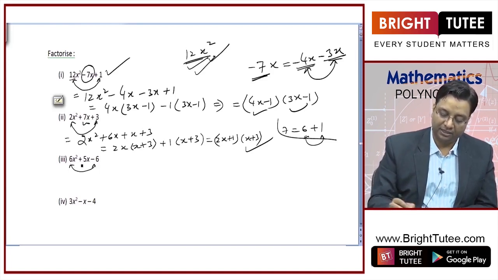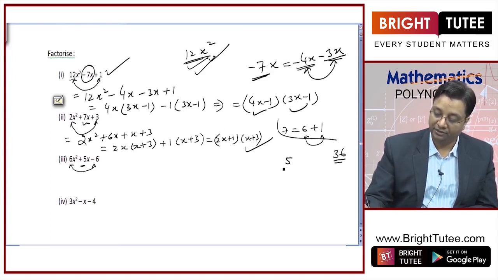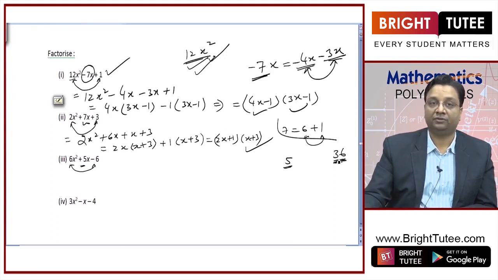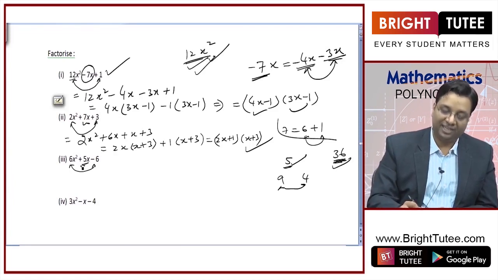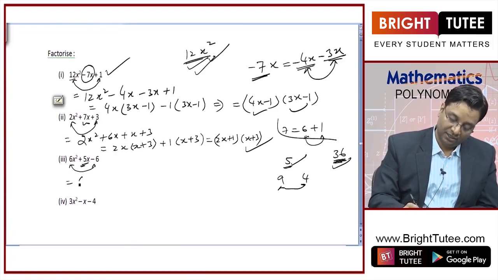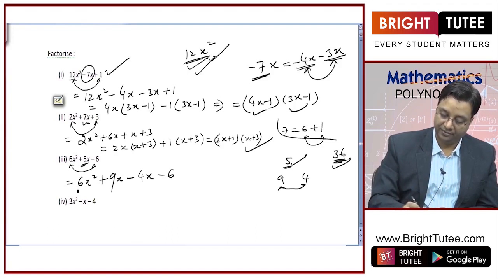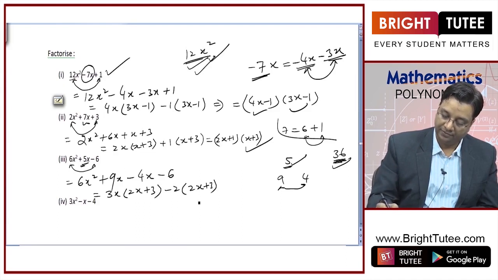Similarly, minus 36x square. So 5 has to be split in a way that the two factors that we split 5 into will give me a product of 36. So I can see 9 and 4 because their difference is 5 and their product is 36. So I'll write 5 as the difference of 9 and 4. How? 6x square plus 9x minus 4x minus 6. So I'll take 3x as common, 2x plus 3, minus 2 common, 2x plus 3. So the factors are 3x minus 2 and 2x plus 3. These are the factors.